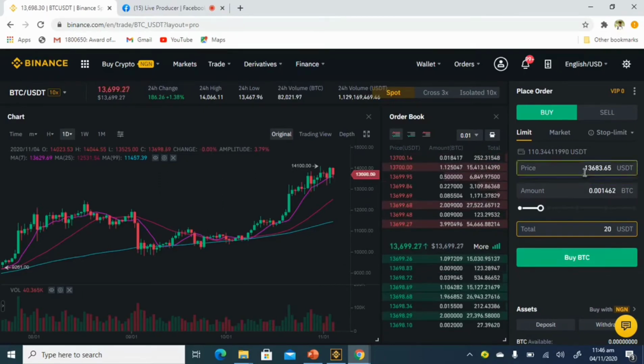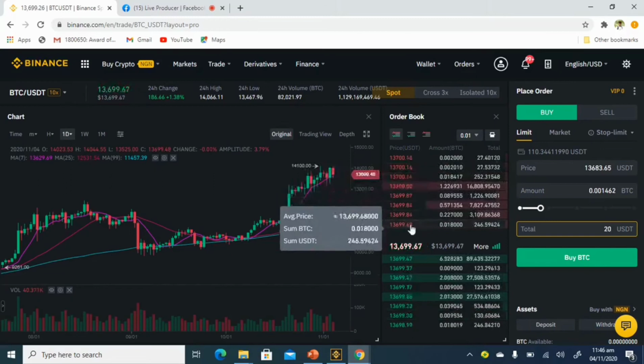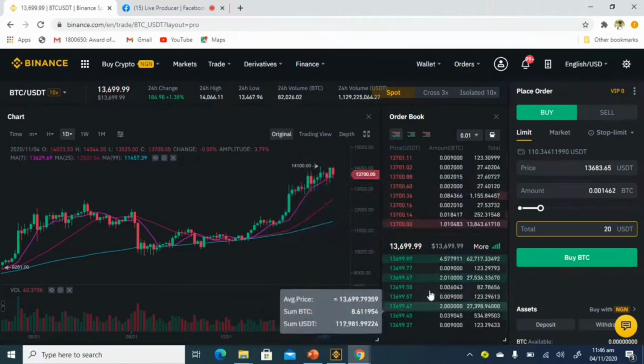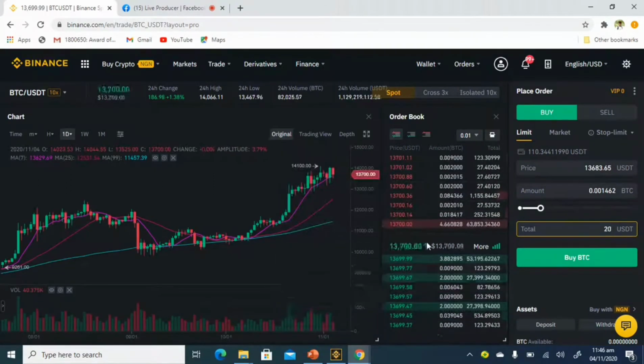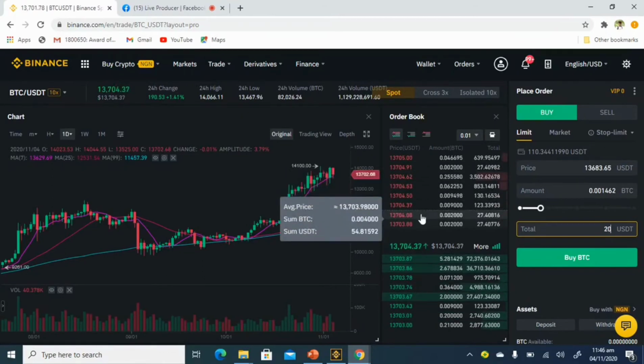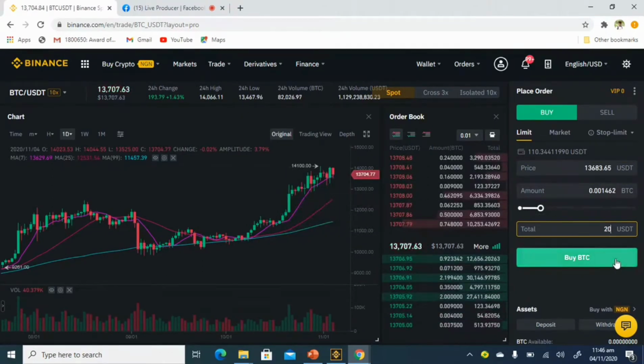So you can see, if I want to buy Bitcoin for $20, I'll select the price. These are the sellers. As you can see, the market is highly fluctuating because there are a lot of buyers and sellers. It's a very active market. I think it's one of the busiest markets you can find, the BTC USDT market. That's how to place a limit order.